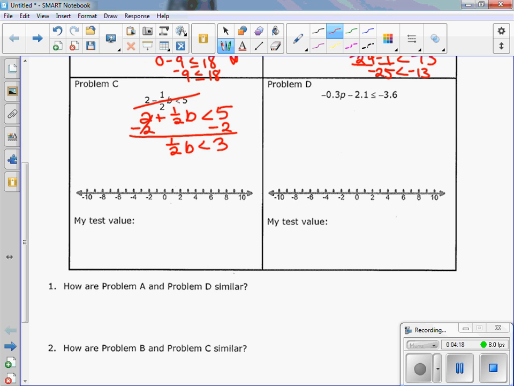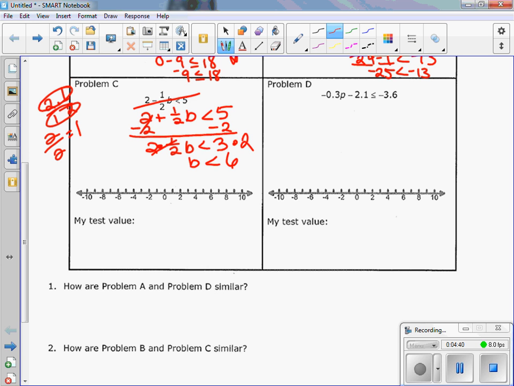Now, to get rid of a 1/2, I can multiply by 2. The reason is because 2 times 1/2, remember, multiply the tops, multiply the bottoms, and simplify just gives me 1. So really, it makes it go away. And I've got b is less than, don't forget to multiply the other side, 6.